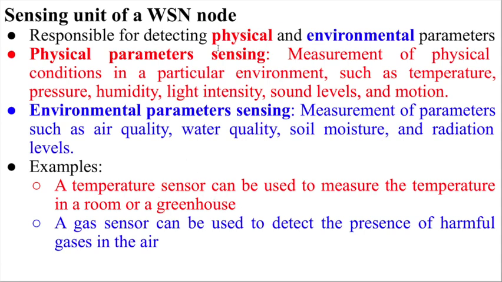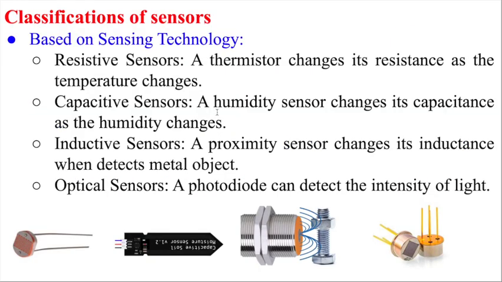So here in this case you need to measure the physical parameter, but a gas sensor can be used to detect the presence of harmful gases in the air. So this is air quality detection, that is, these are environmental parameters, not physical parameters. So right now sensors exist for both types of measurements.